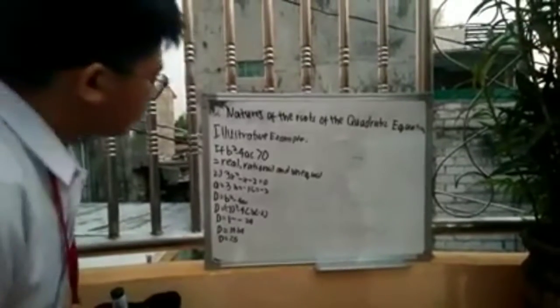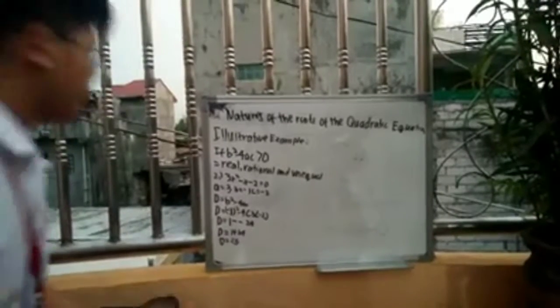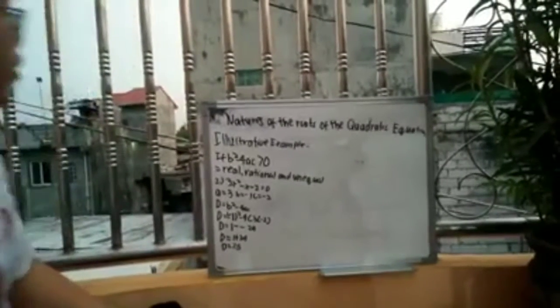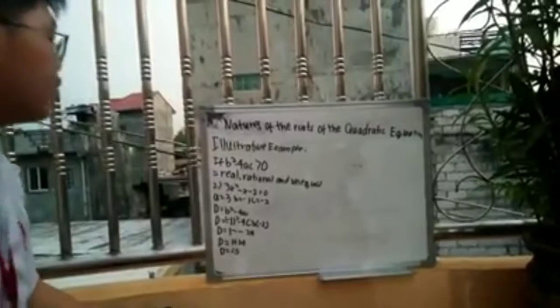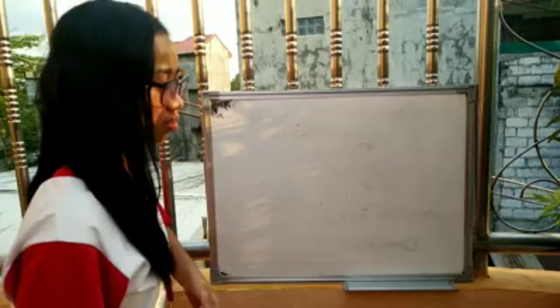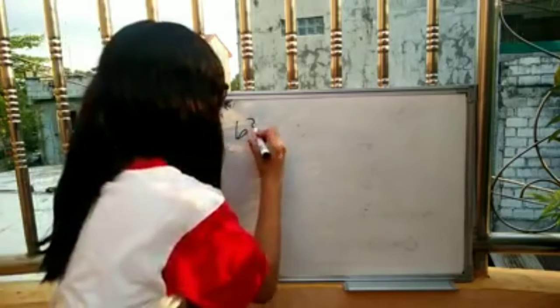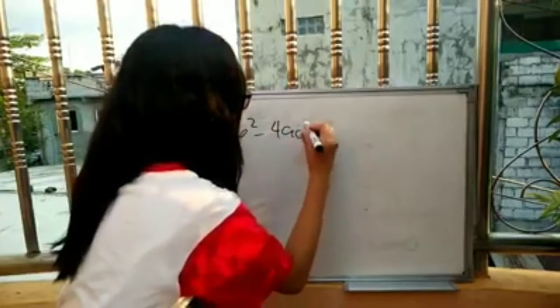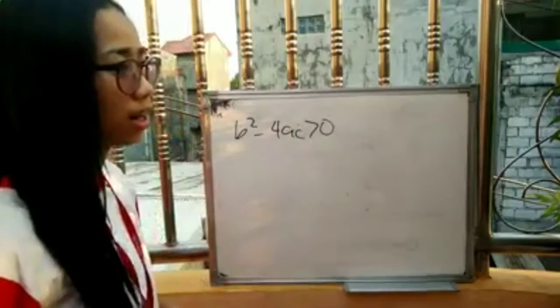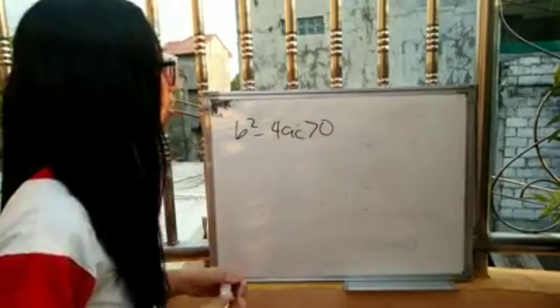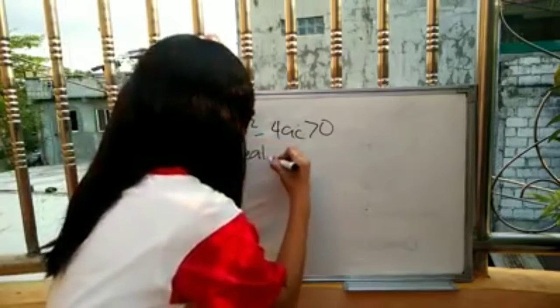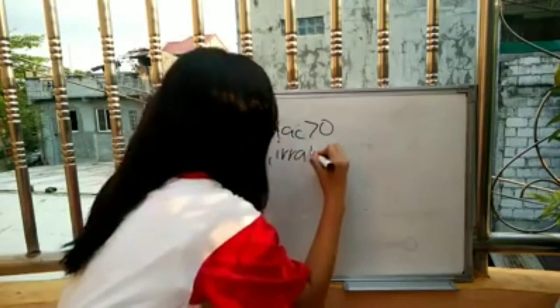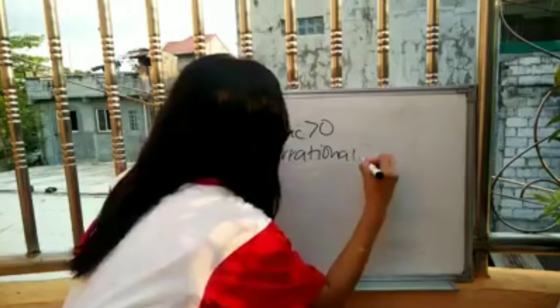Since the discriminant is greater than 0 and it's a perfect square, then the nature of its roots are real, rational, and unequal. If b squared minus 4ac is greater than 0 and not a perfect square, then the roots are real, irrational, and unequal.